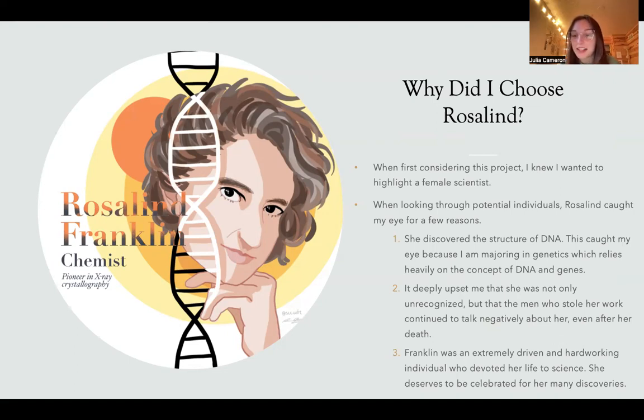Secondly, it deeply upset me that she was not only unrecognized, but that the men who stole her work continued to talk negatively about her even after her death. Lastly, Franklin was an extremely driven and hardworking individual who devoted her life to science. She deserves to be celebrated for her many discoveries.